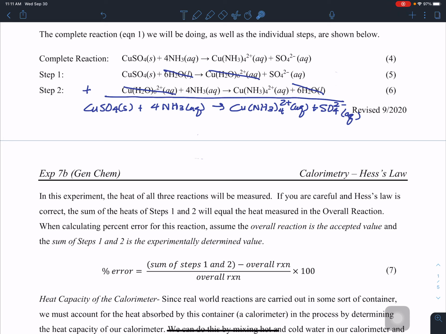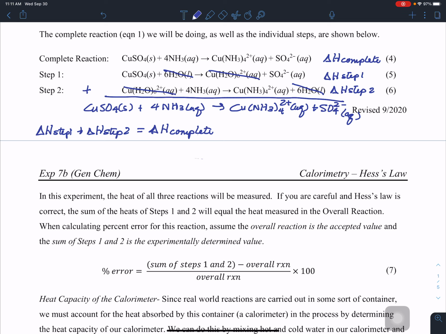So we can measure the enthalpy change for the step 1 reaction and for the step 2 reaction. And we can also measure it for the overall reaction. So I'm going to call this one delta H complete. And this is delta H for step 1 reaction. And this is delta H for the step 2 reaction. And so what Hess's law tells us is that delta H for step 1 plus delta H for step 2 is going to equal delta H for the complete reaction.